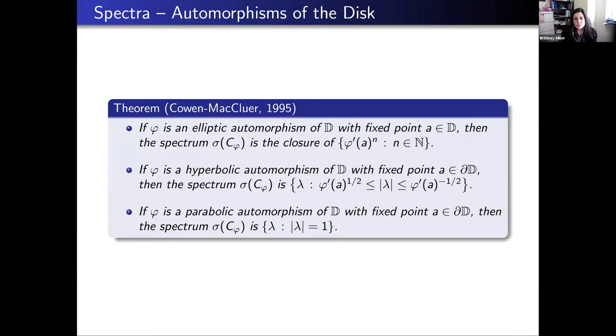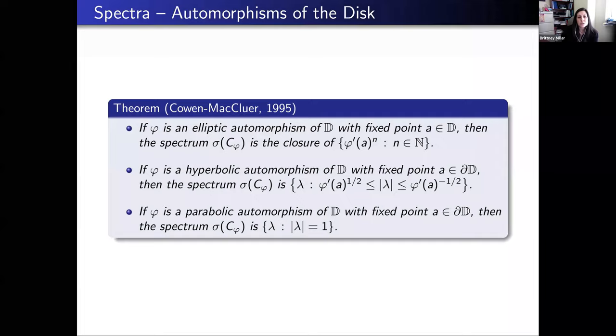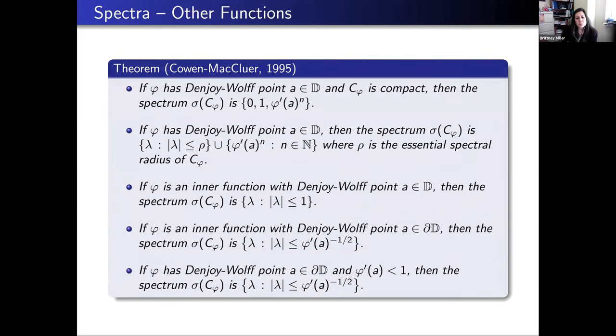So those are, I think, some really nice results on the automorphisms, right? We can classify exactly what the spectra are for the corresponding composition operators with those symbols. And it turns out we can do more, but many of the other functions whose corresponding composition operators are C-phi are really built from compositions of automorphisms and other, more basic functions that we know. But again, we will relate what we know back to the Denjoy-Wolff points. And again, the proofs for many of these go back to that model of iteration.